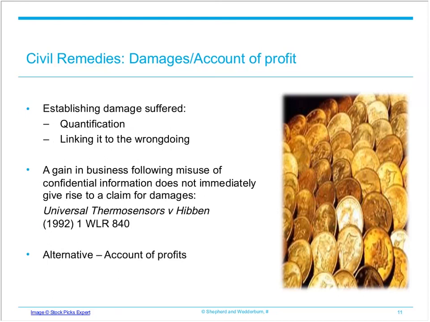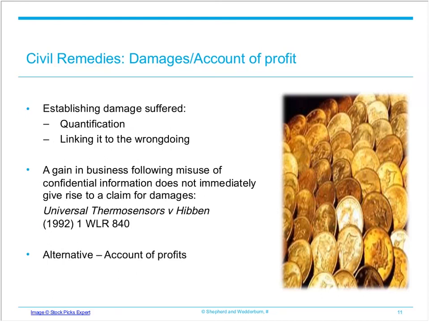The third and final set of civil remedies that we're going to look at today are financial claims, specifically claims for damages and an account of profits. The first issue to consider when looking at a claim for damages is the extent of the loss that's been suffered. It can be difficult to identify the loss with a high level of accuracy. One example of how a party might try to do this is by quantifying the value of the contracts that they believe were lost as a result of the information that's been used.